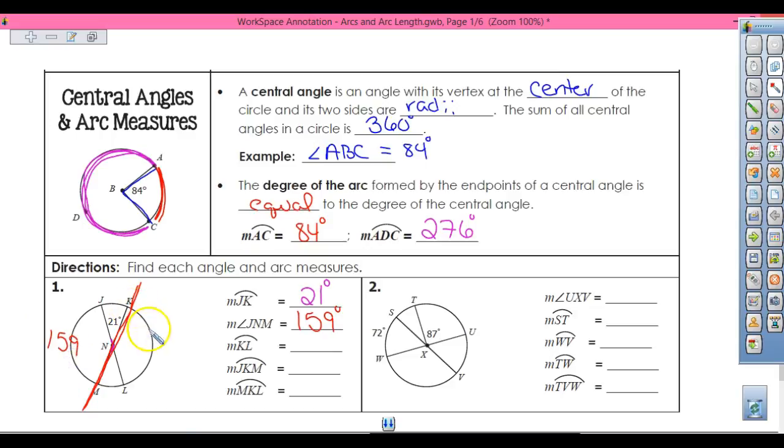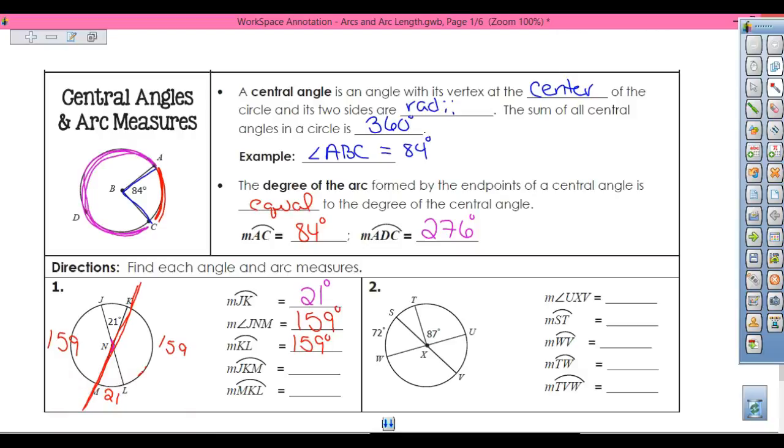So what would KL be? How do you know that? It is 159. Vertical angles. Yep. We have vertical angles. They're both 159. Alright, so if this is 159, this is 21, what's this guy? 21.